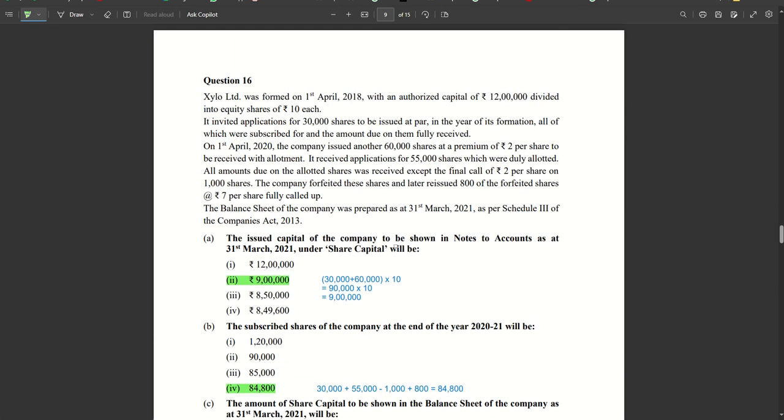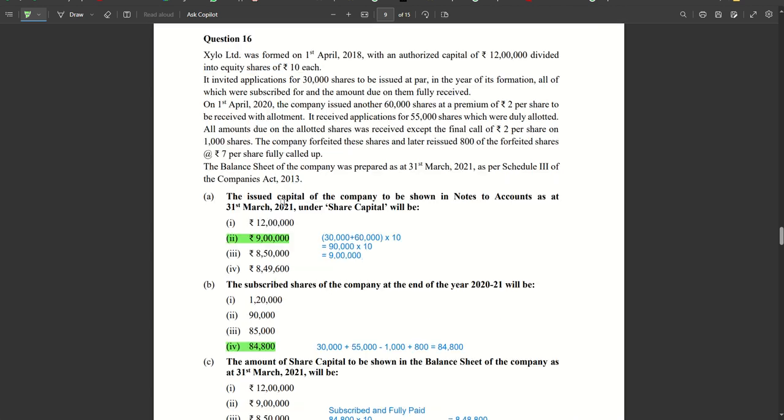Question number 16. This is another scenario based question on company balance sheet. Here, the issued capital of the company to be shown in notes to accounts as of 31st March 21 under share capital. Issued capital will be based on the total shares which are issued to the public, and in this case the company has issued in two sets, 30,000 and 60,000. So that's why 90,000 into 10, 9 lakh becomes the issued capital.